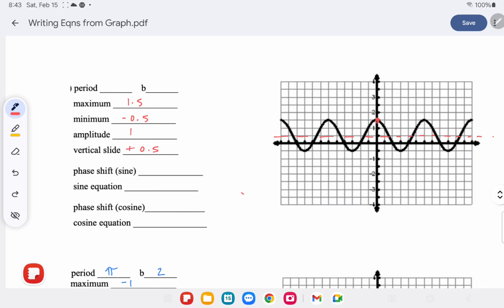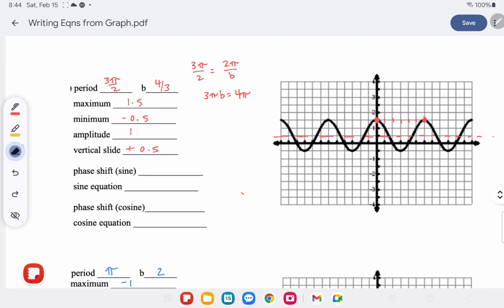Our period, how often is it repeating itself? Let's see, 1, 2, 3, 4, 5, 6 tick marks. And if these are going up by pi over 4, that'd be 6 pi over 4 or 3 pi over 2. So if I need to find b from there, our period is 3 pi over 2. And typically to find period, we take 2 pi divided by b. So one way you could think about this is cross multiplying and then solving for b. So b is 4/3.